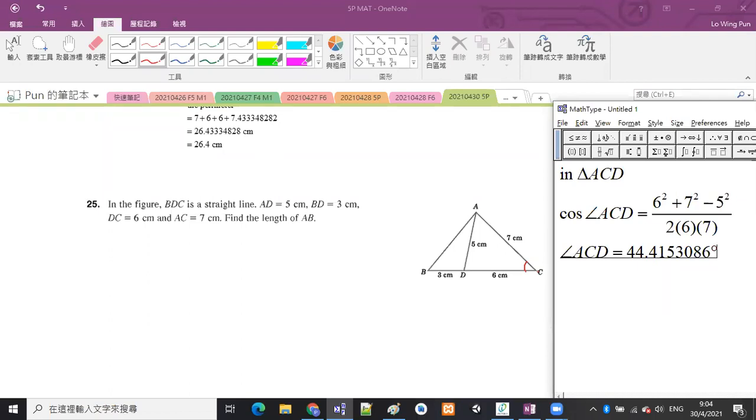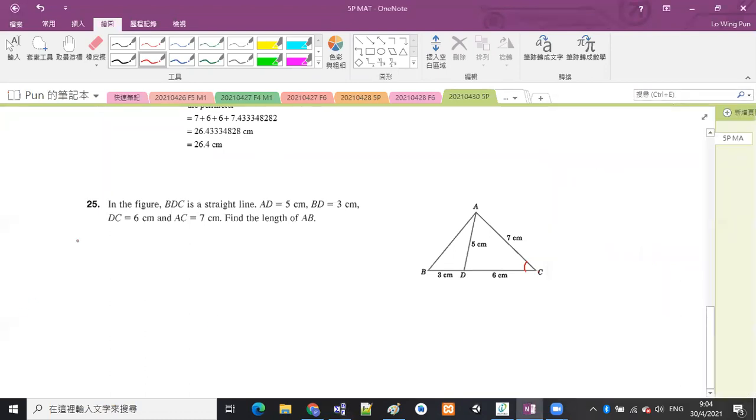This is not the final answer, so we do not need to correct to 3 significant figures, but we need to save it to memory A, because I need to use this long decimal number later. So store to memory A.